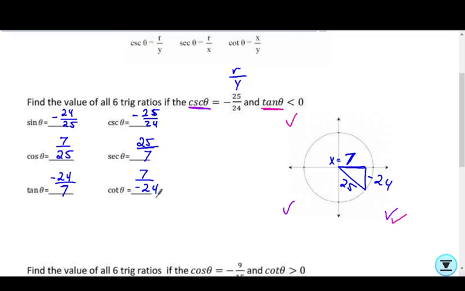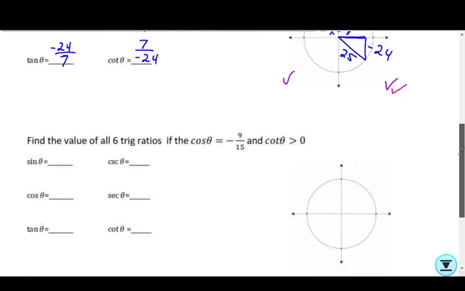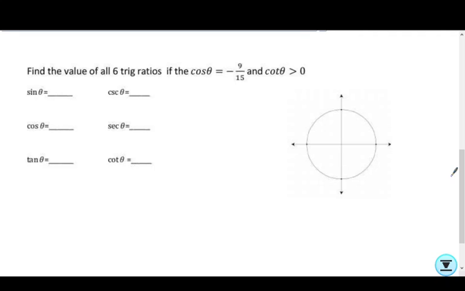Okay? So this is basically like what we did last time. We're just adding in the other trig functions. We're not just finding one, we're finding all of them. Okay? So again, let's try another one. So let's see, what did they give us to start off with? Well, to start off with, they told us cosine was negative 9 over 15, which again means that we know what secant is because they're reciprocals. So 15 over 9. Okay?